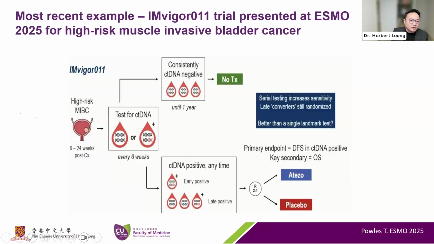This is a trial known as IMvigor011, where patients who have high risk invasive bladder cancer after treatment were tested for ctDNA in their blood every 6 weeks. In patients who are consistently negative, there was no need for any adjuvant treatment. But in patients whose ctDNA was detected to be positive, the patients were randomized to either receive an adjuvant immunotherapy known as atezolizumab, or a placebo. The primary endpoint of this trial was to look at disease-free survival in patients who were ctDNA positive, and also the overall survival of the patients within this trial.